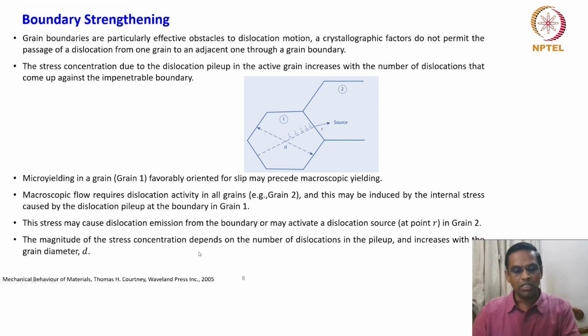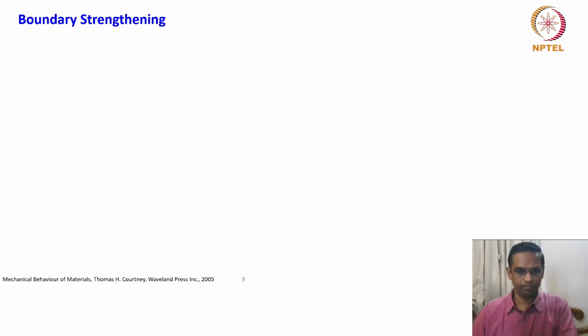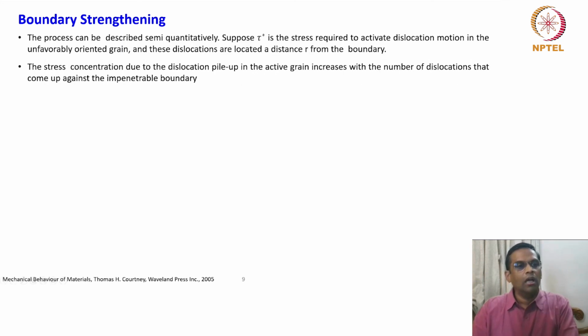The magnitude of stress concentration depends on the number of dislocations in the pileup and increases with the grain diameter D. So this is quite obvious, right? The more the grain diameter, the more number of dislocations will join the pileup, and the stresses will be more. So this process can be described semi-quantitatively. Like I said, all this mathematical treatment in these mechanisms will be semi-quantitative in nature.